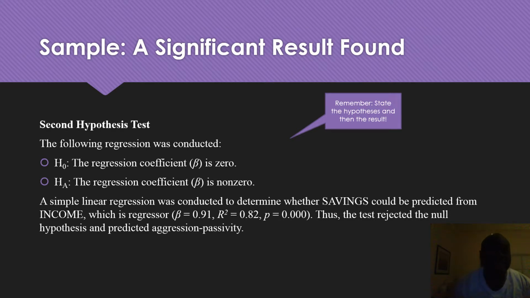For this, a simple linear regression was conducted to determine whether savings could be predicted from income, which is the regressor. The values here show that the test rejected the null hypothesis and predicted regression, meaning a significant result was found.